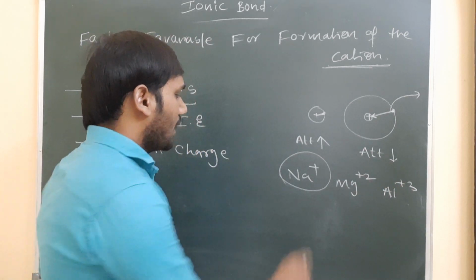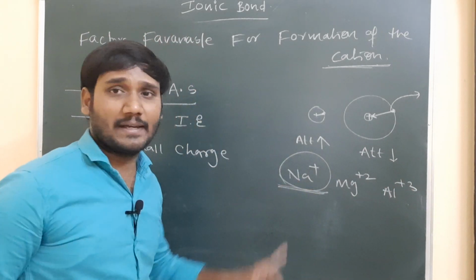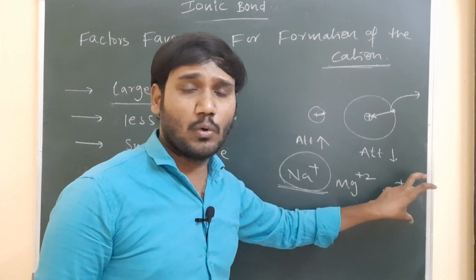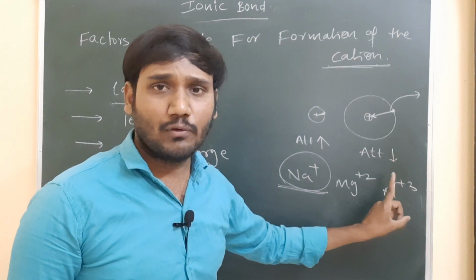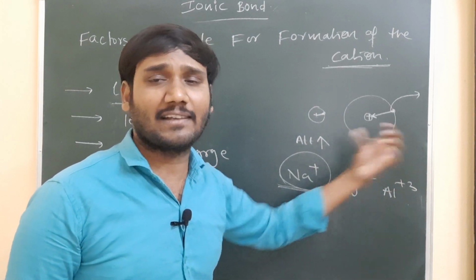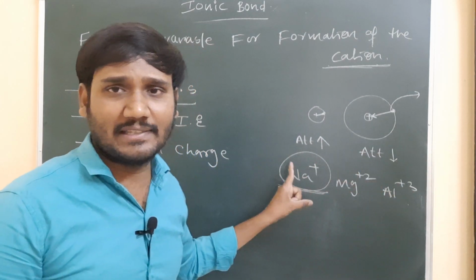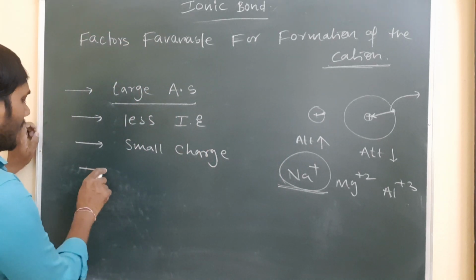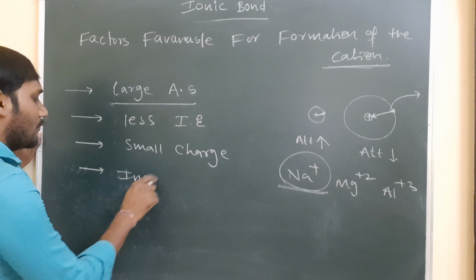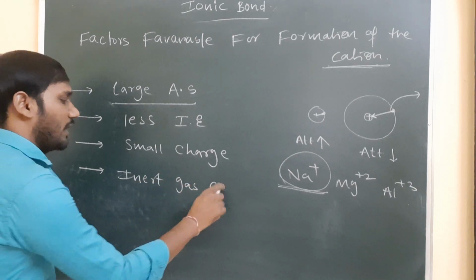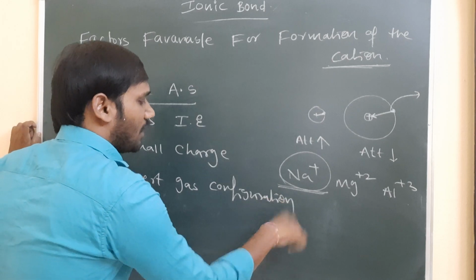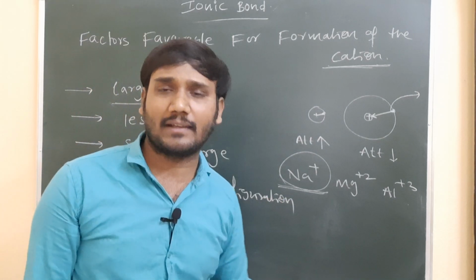So that's why the ion charge should be less. If the charge is less, it forms easily. If the charge is more, it does not form easily, because removal of three electrons takes extra time. So Na+ is easily possible. It means a small charge is favorable. Next one is inert gas configuration. The ions that are forming should have an inert gas configuration.